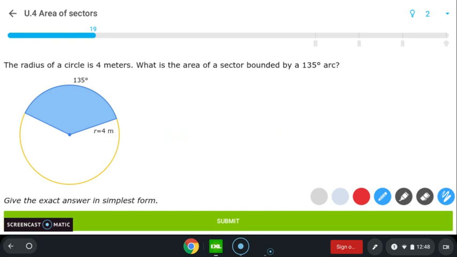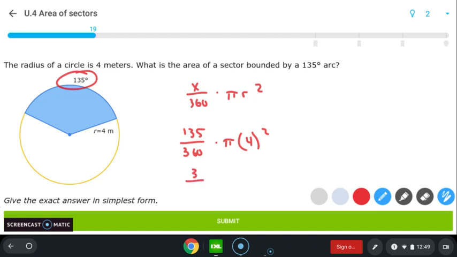Okay, this one is just marginally more challenging, but I know you can definitely do this. I might regret that I don't have a calculator handy here though. So anyways, our formula is x over 360 times pi r squared. Our arc measure is 135, so we've got 135 over 360 times pi r squared, so times 4 squared, 135 over 360.